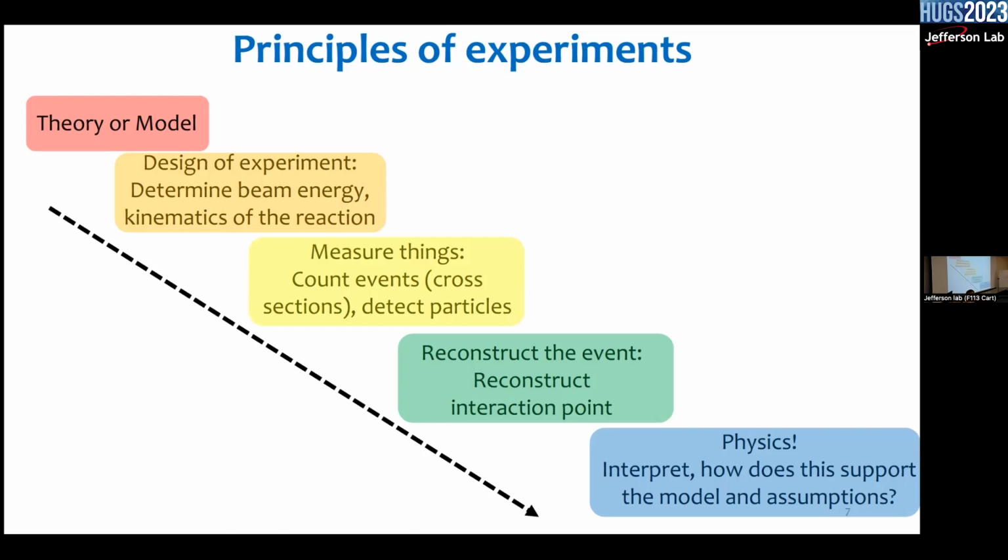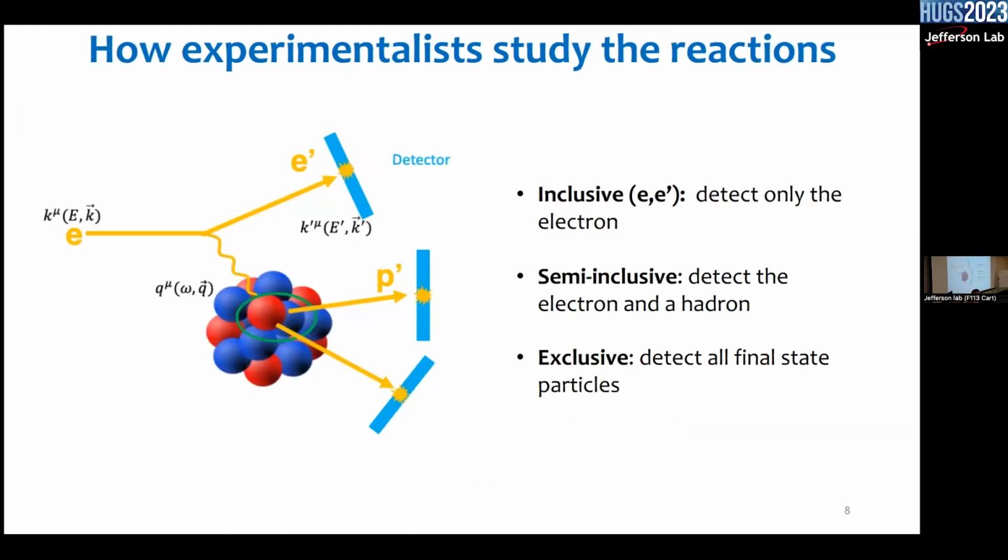As you begin with a theory or idea or a prediction and work your way down, the only thing that's really independent here is what you measure. And then you start to add on layers of either models or assumptions in your extraction of the physics.